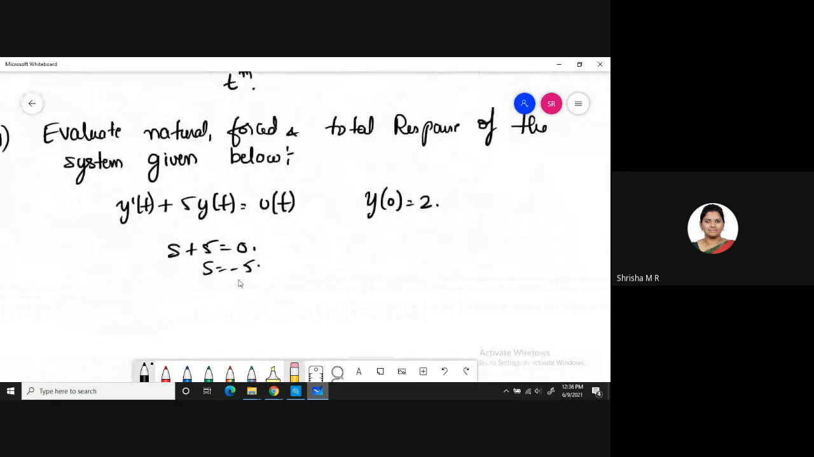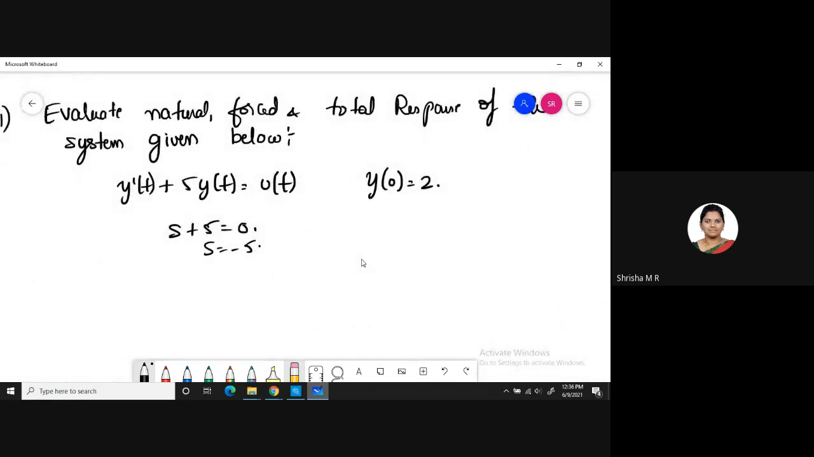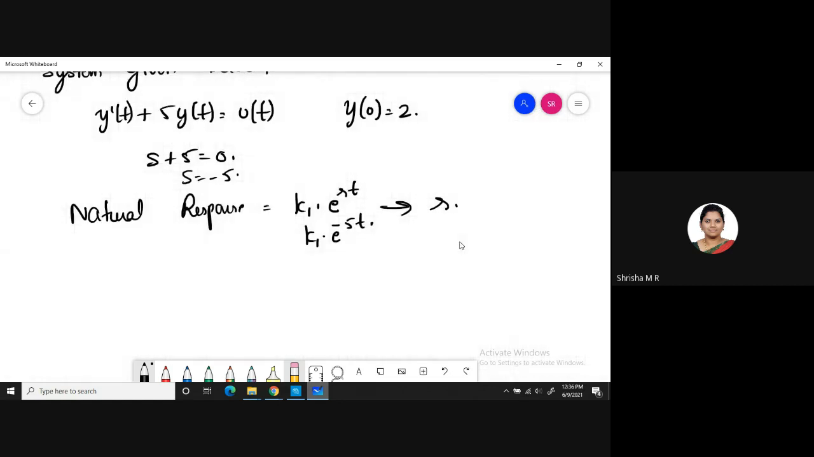So S is equal to minus 5. So the natural response is given by K1 into e power RT, because it is real and distinct, right? Minus 5 is real and distinct. So it will be K1 into e power minus 5t, natural response. So now we have to find this K1. Let us try to evaluate this K1.